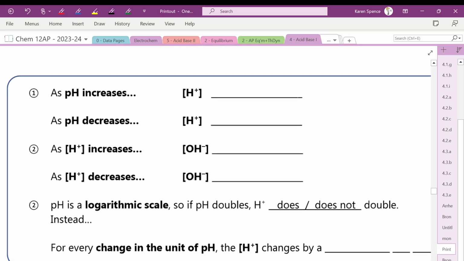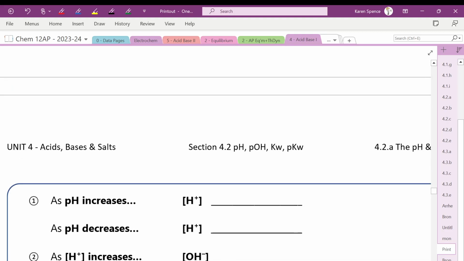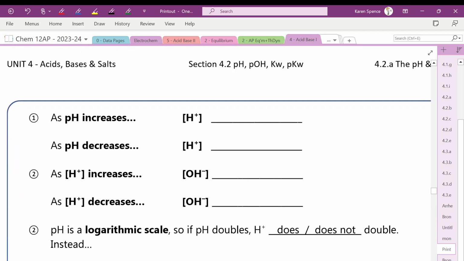Okay, so you guys are going to fill in this little chart here and see if you can do it on your own, and then we will check together. And feel free to refer back to the previous page if you need to. This is page 66.